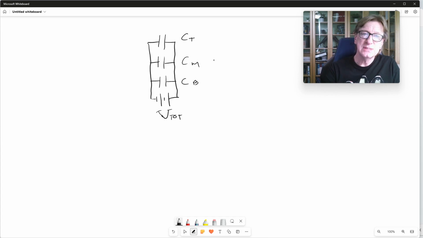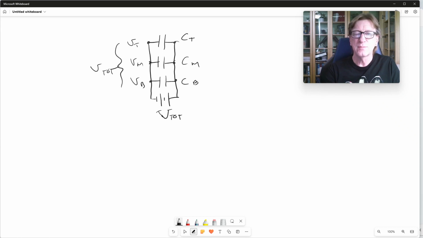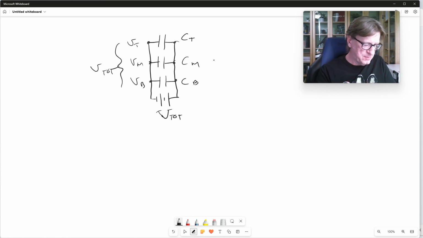And you should be able to see that the voltage across each one of these capacitors is the same because if I connect my leads here, that's just a wire back to the battery. If I connect here, that's also just a wire back to the battery. If I connect here, that's a wire back to the battery. So the voltage for each of these, V top, V middle, and V bottom, are all equal to V total. If you're not sure about that, stop the video and think about that, because that's going to be key to what we're doing. So all of those voltages are the same.